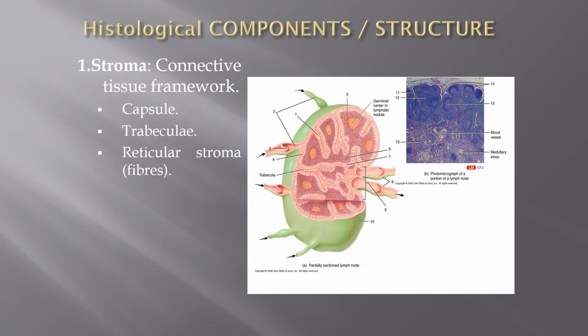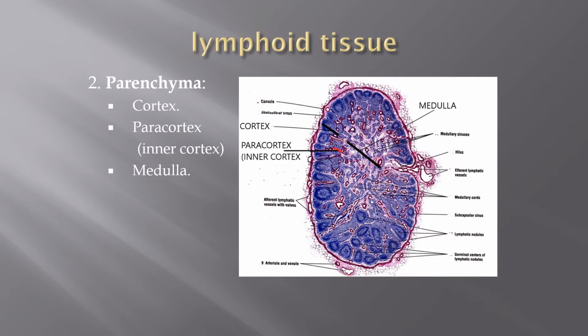The histological component or structure of the lymph node consists of stroma and parenchyma. In the stroma we have the connective tissue framework, that is the capsule, trabeculae and the reticular stroma or the fibers. And the parenchyma consists of the cortex, paracortex and the medulla. The cortex is the outermost, darkly stained, then we have the paracortex and the innermost medulla.